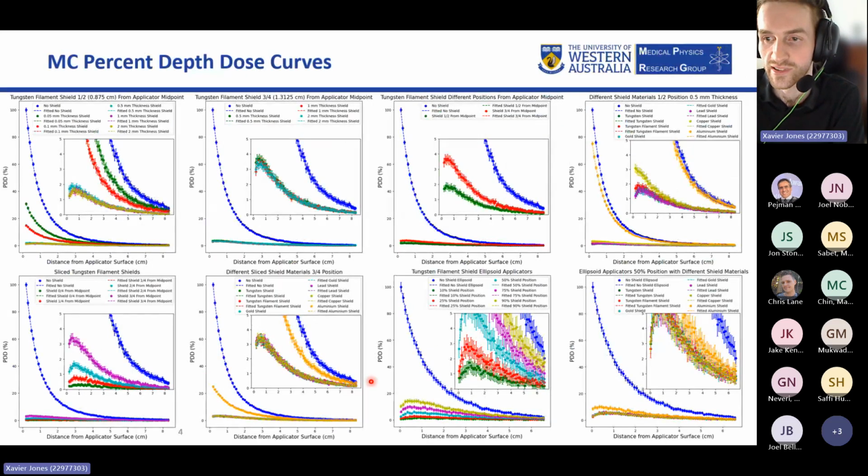These are the percentage depth dose curves derived from the Monte Carlo data. The x-axis shows the distance from the applicator surface, whilst the y-axis shows the percentage depth dose. Each plot has multiple applicators plotted alongside other relevant applicators, as well as the unshielded applicator. All applicators are normalized to the unshielded applicator maximum.